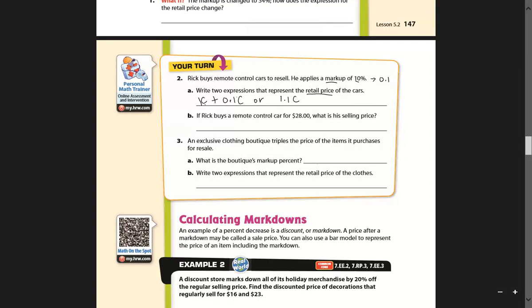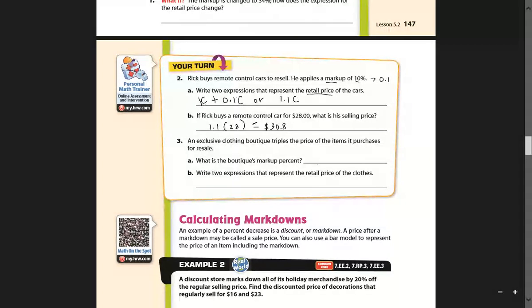Okay, now let's use this expression to answer letter B. If Rick buys a remote control car for $28, what is his selling price or the retail price? C is the cost of the remote control car, and 1.1C is what we found in letter A to find the retail price. C now has a value, that is 28. So just multiply it normally, then put the decimal point later. 28 times 1.1 is 308, but you have to put the decimal point. There's 1 decimal place here, so 30.8 is the selling price of the remote control cars.